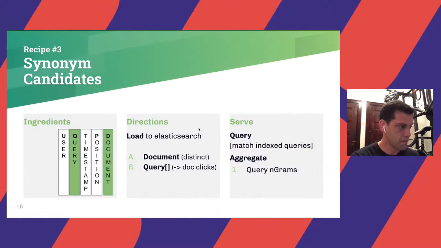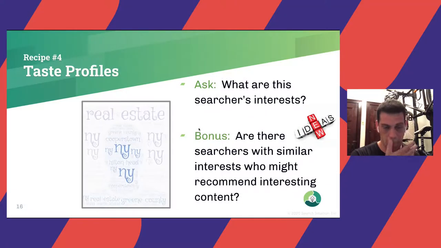All right. Recipe 4. This is the last one. This is taste profiles. A taste profile is what your searcher is interested in. These are the signals that your searcher has provided to let you know about what they're after and their interests. And one of the things you use taste profiles for is recommendations. So search logs are a great source for finding taste profiles.